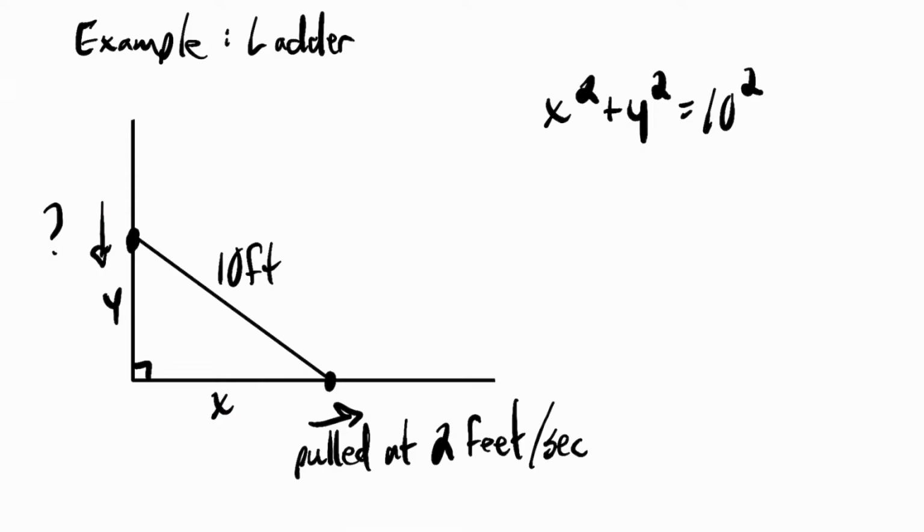And I actually left out a piece of information. We need to ask, at what rate is this moving at a certain point in time? I need to specify when, because it changes over time. It's not constant, as I said earlier. So let's say when x equals 4, when the base of the ladder is 4 feet from the wall, how quickly is the top of the ladder moving?